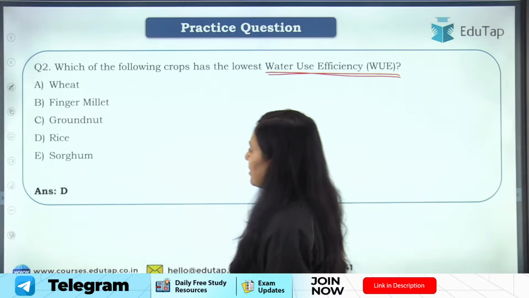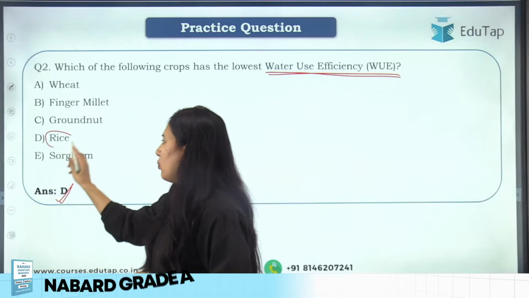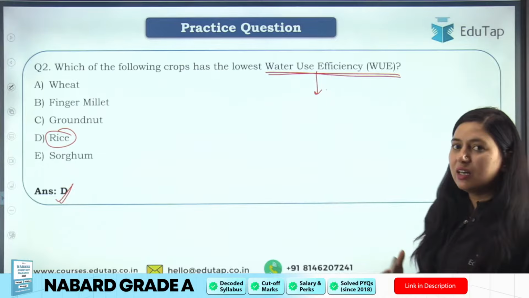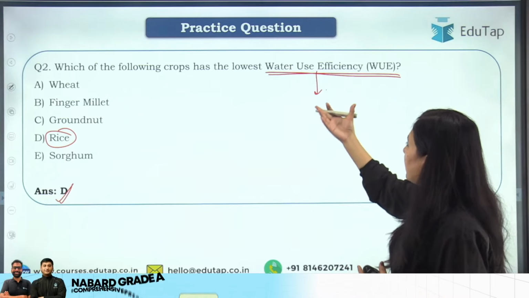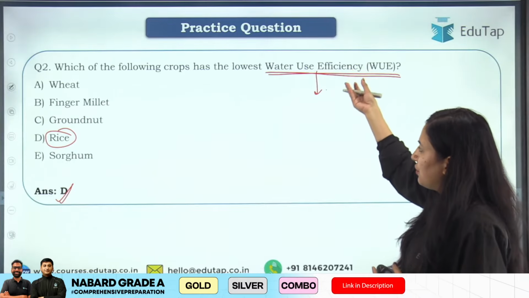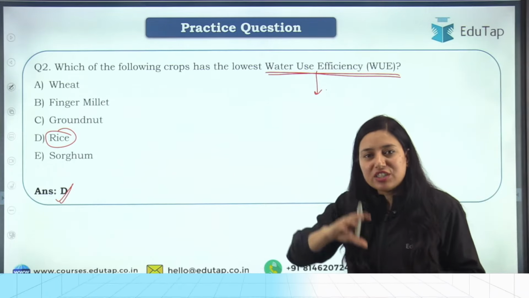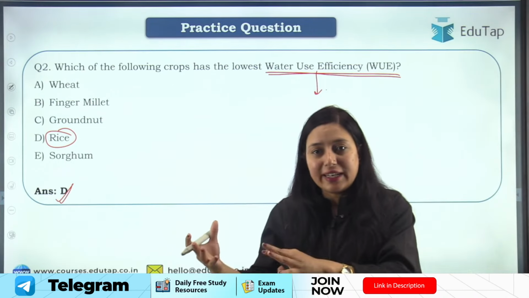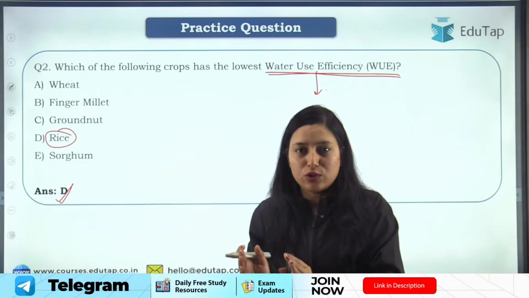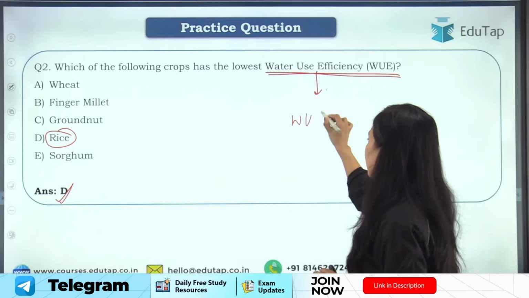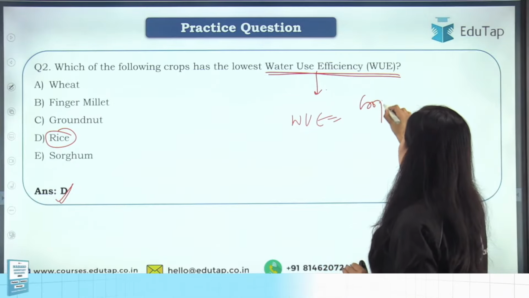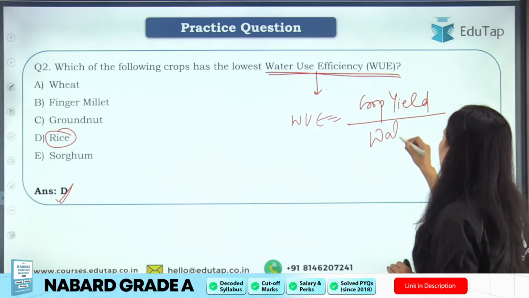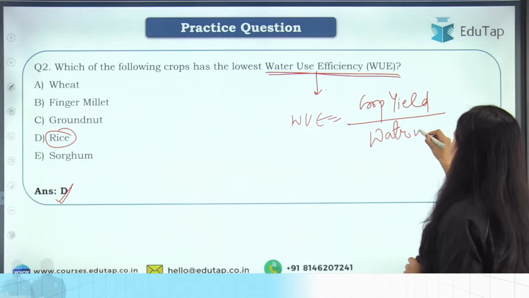Okay, so students, the right answer for this will be rice. Okay, what is water use efficiency? Let me tell you. Water use efficiency is the term we use to calculate, for a crop, how efficiently water is being utilized by the crop. That is, how much yield we are getting relative to the amount of water that we are supplying to the crop. So basically it is calculated as water use efficiency equals crop yield, whatever yield we are getting, to the water supplied or water utilized by the crop.